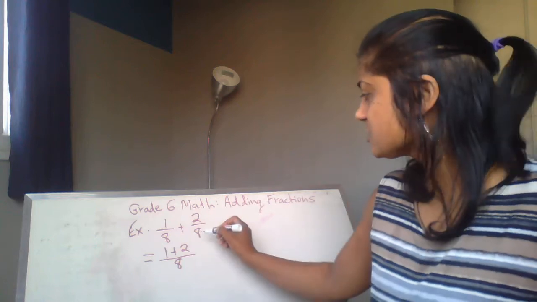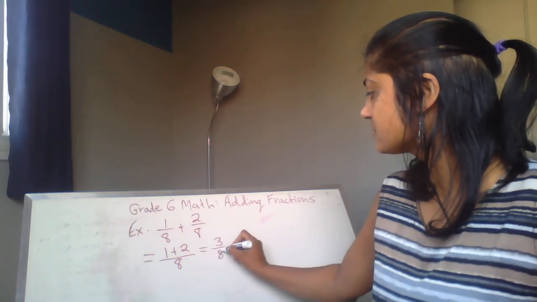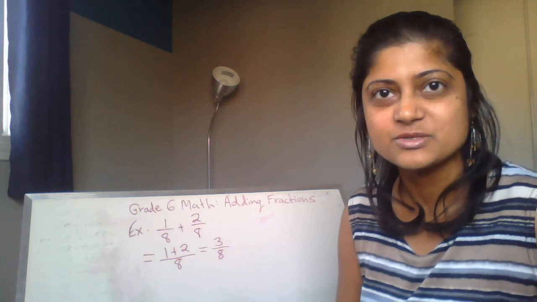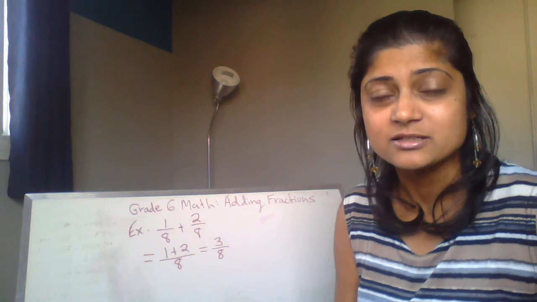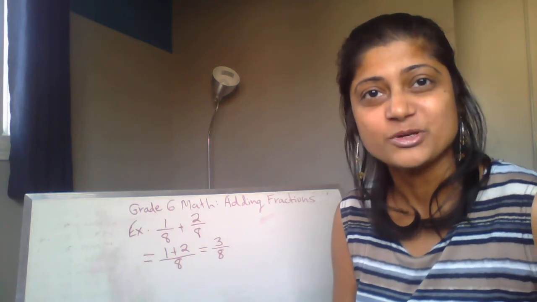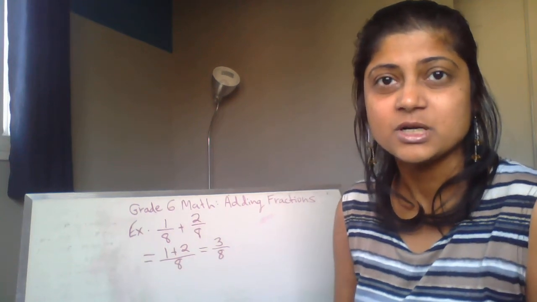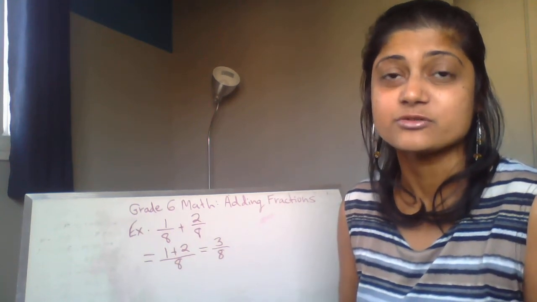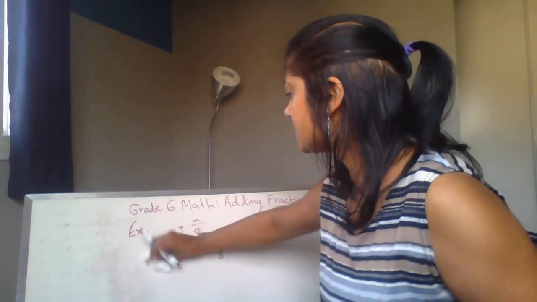Okay? And let's write it going across here. So 1 plus 2 is 3, and the answer here is going to be 3 over 8. So I have to make sure that I'm checking to see if the denominators are the same. And if they are, then you can just add the numerators together. Okay? So now we're going to go to if the denominators are different and how you are solving those questions. So I'm going to take this off.